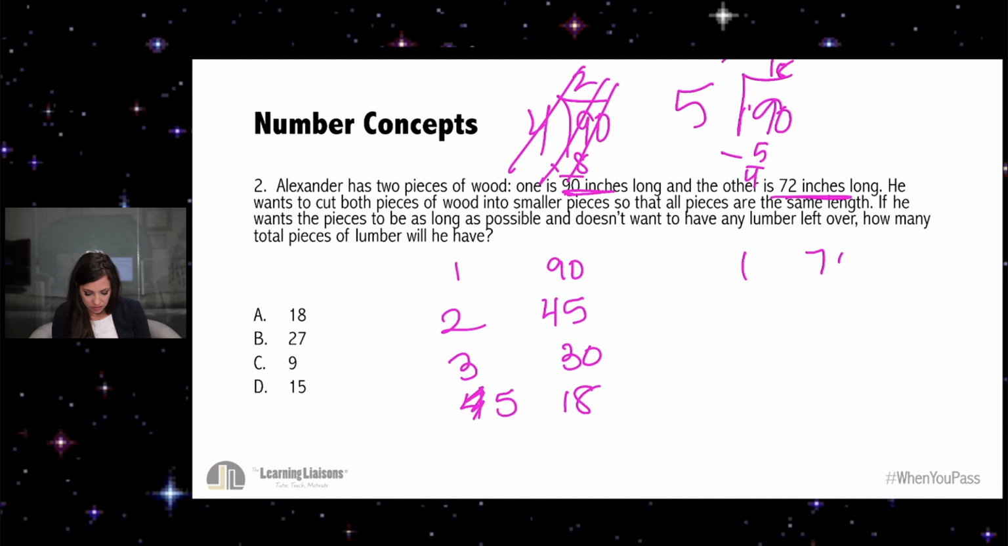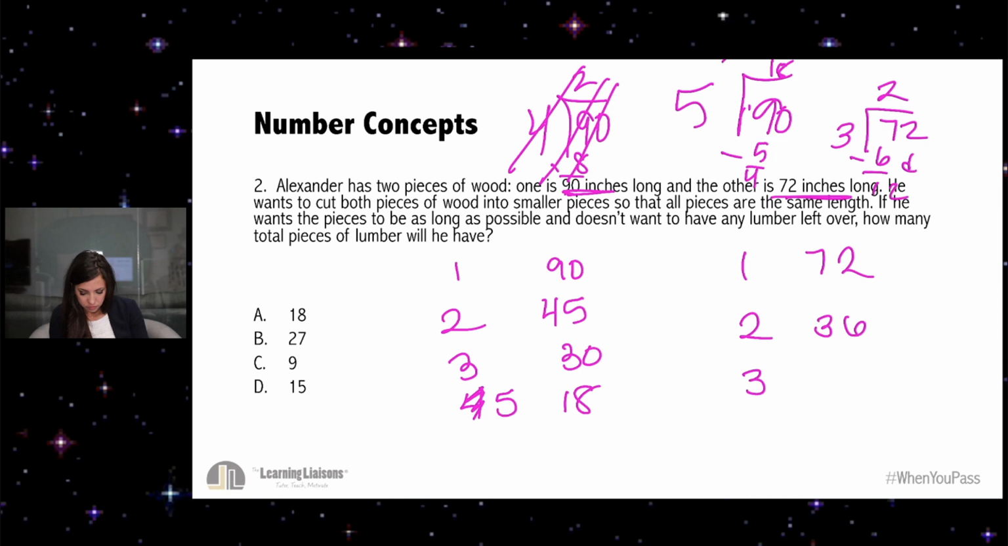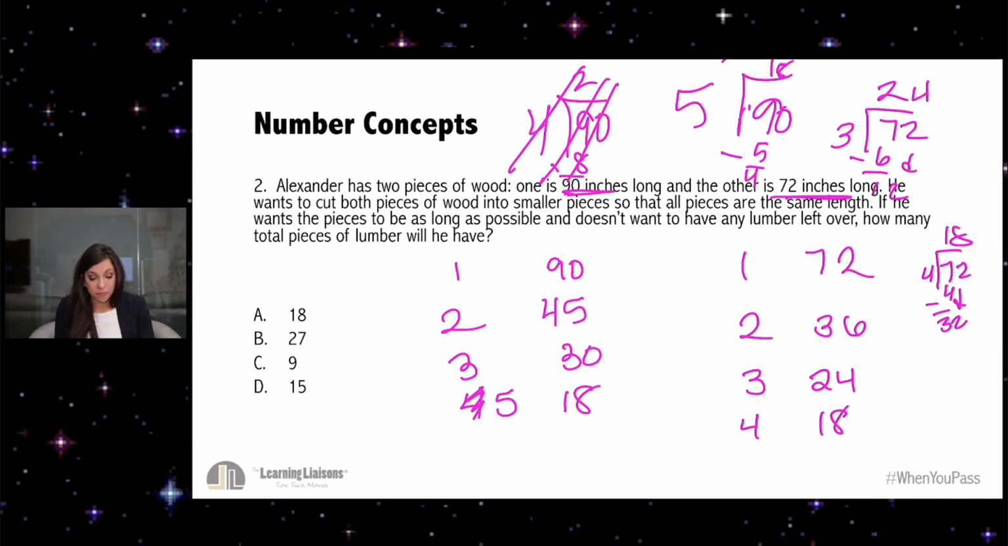1 times 72, 2 times 36, 3 times 24, 4 times 18. Look at that. We know that 18 and 18 are both multiples of 90 and 72, which means I can divide 90 by 18, I can divide 72 by 18, and that's the biggest number that each of them have that I can cut those pieces of wood into.